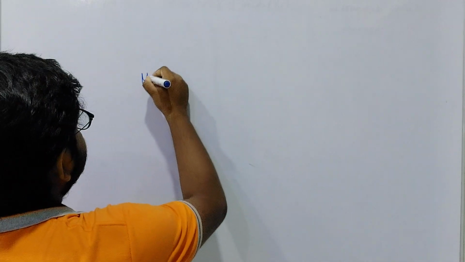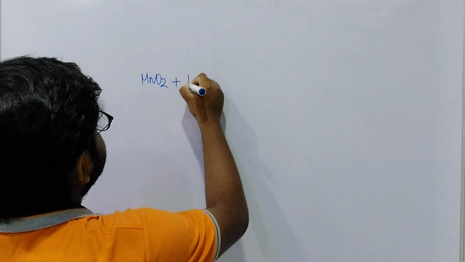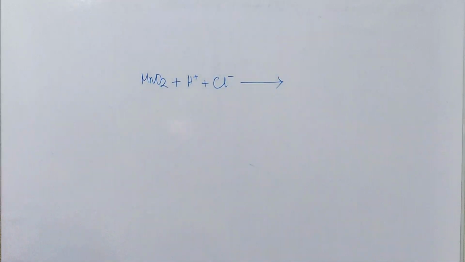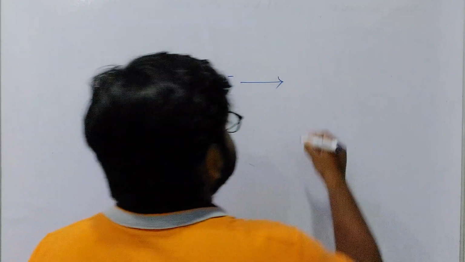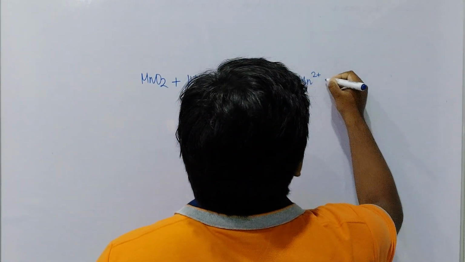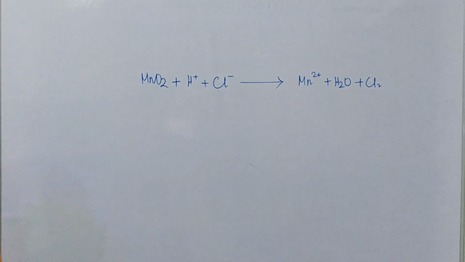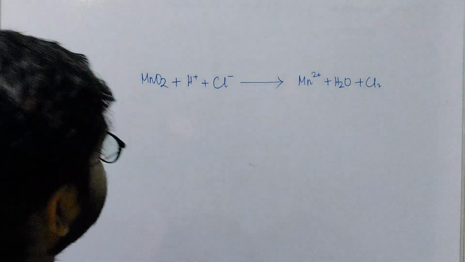So this was the first redox reaction that we needed to balance. Now the second one that we have to balance is this one. MnO2 plus H+ Cl- will give us Mn2+ H2O plus Cl2. Now how to balance this chemical reaction?